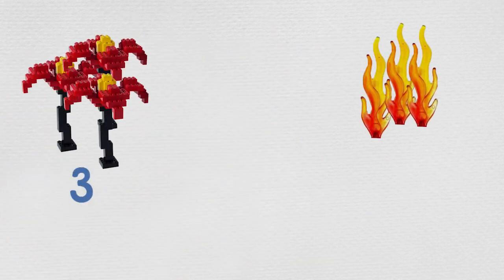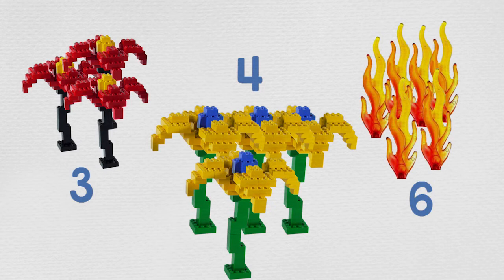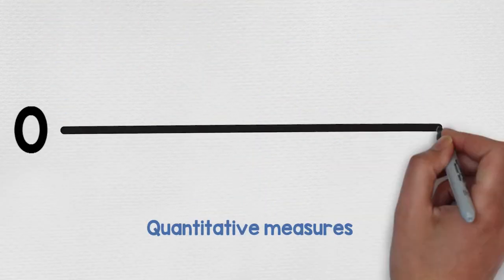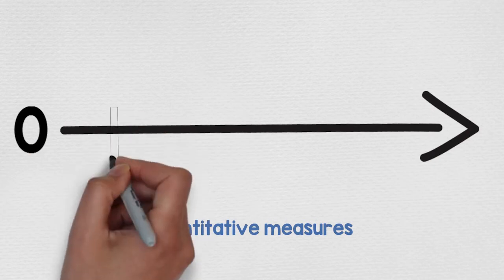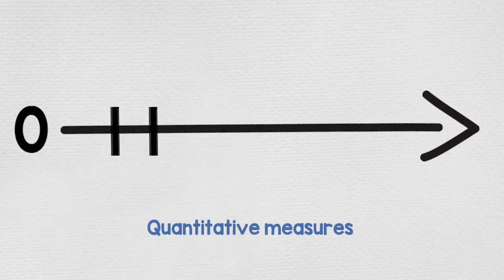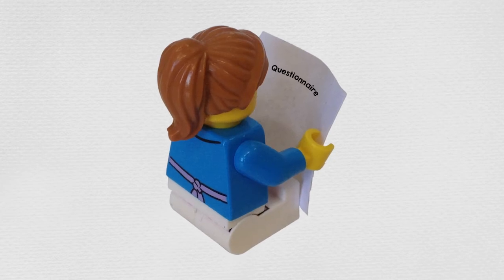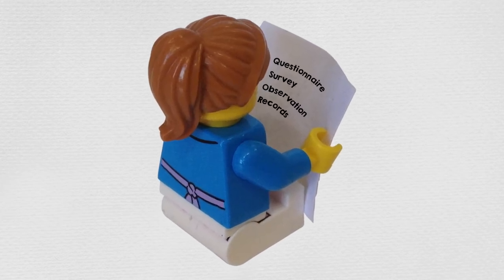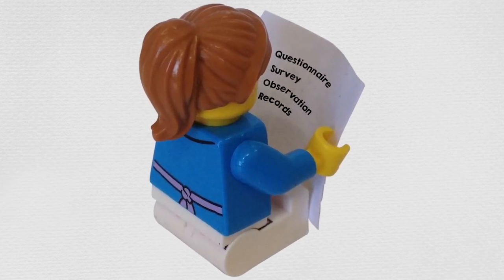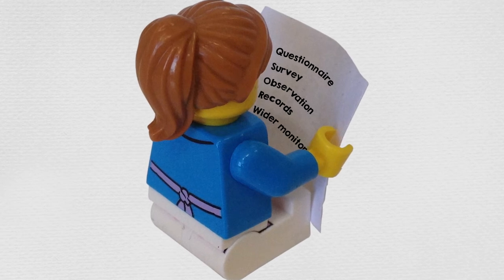Quantitative measures gather numerical information, things that can be counted. So any measures to do with time would count here. For example, waiting times, length of stay, duration of a treatment, number of people receiving an intervention, or the cost of a treatment. This sort of data can be gathered by questionnaire, survey, observation records, or may already be collected as part of a wider monitoring activity, such as hospital statistics returns.